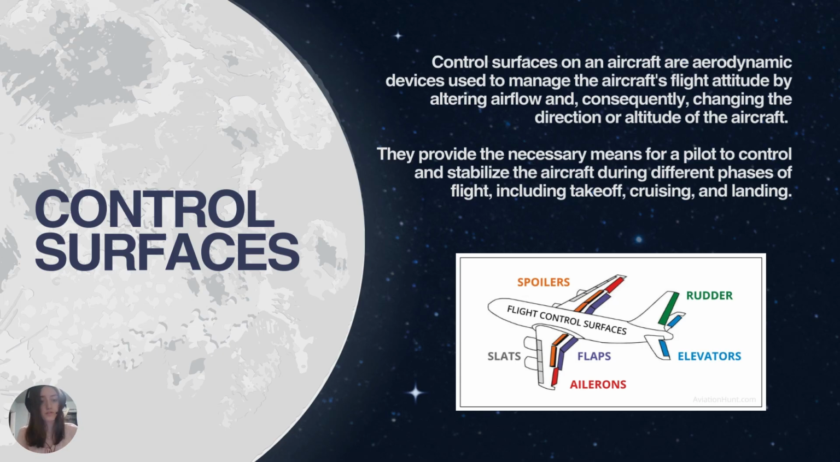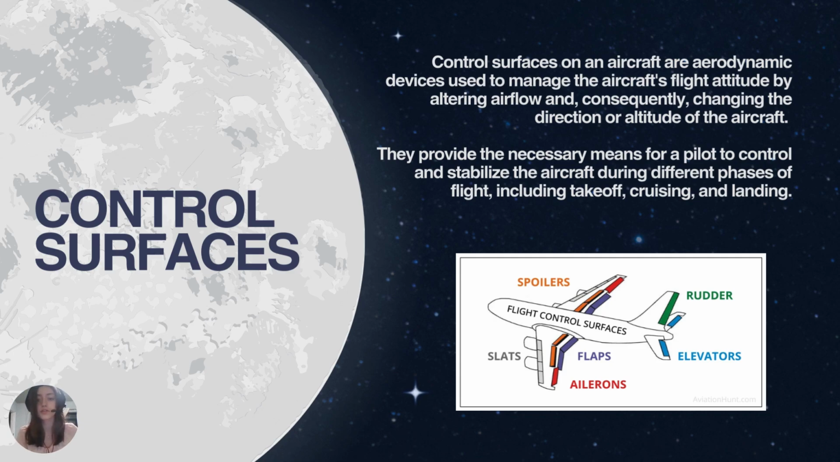So, what are the control surfaces? Well, basically, the control surfaces of an aircraft are the aerodynamic devices that are used to manage the aircraft's flight at altitude by altering the airflow and, by consequence, changing the direction or even the altitude of the aircraft. They basically provide the necessary means that a pilot needs to control and stabilize the aircraft during the different phases of the flight, including the takeoff, the cruising, the landing, etc.